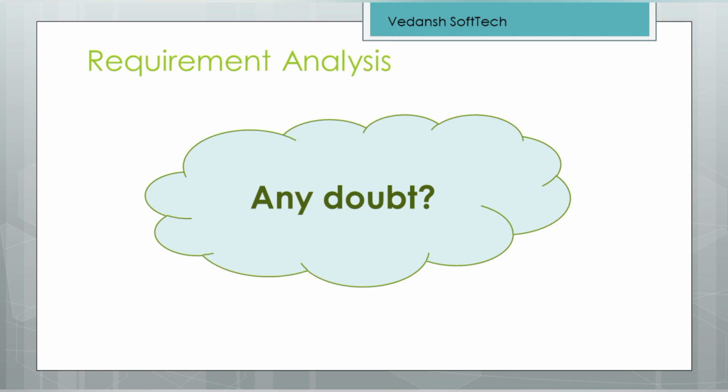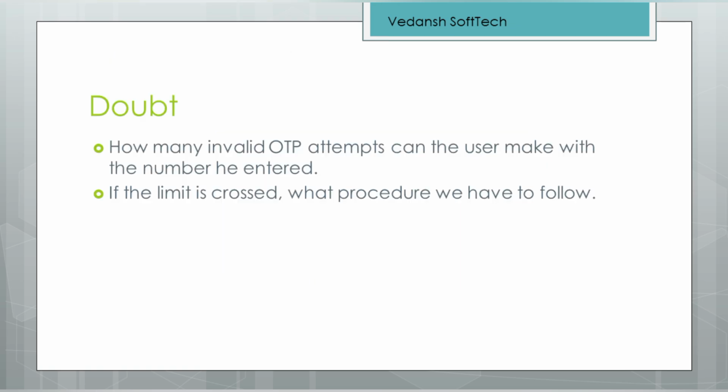Now, have you got any doubt here? Think a while. I have got two doubts. Suppose the user is entering invalid OTPs. How many attempts should be allowed to enter the OTP? That is my first doubt. And suppose the BA specified some limit like 3 attempts or 5 attempts, then how should the software behave? That is my second doubt.